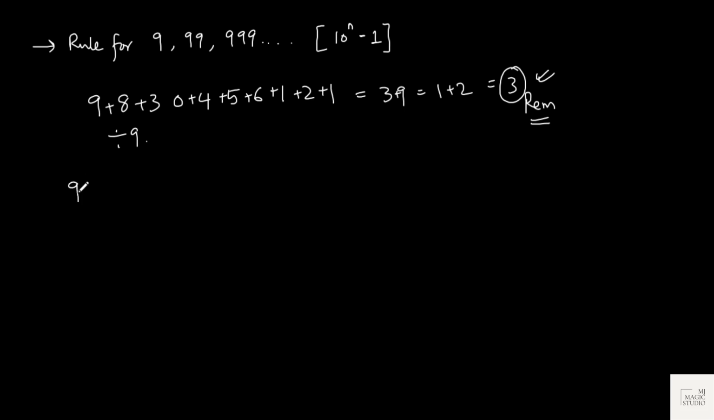Now moving on, let me take this number again, 98304561121. We have been asked to check whether this number is divisible by 99 or not. Now the rule here is: how many 9s are there? 2 9s. Now from the right hand side, from right to left, make pairs of 2 digits. Make pairs of 2 digits and add up.